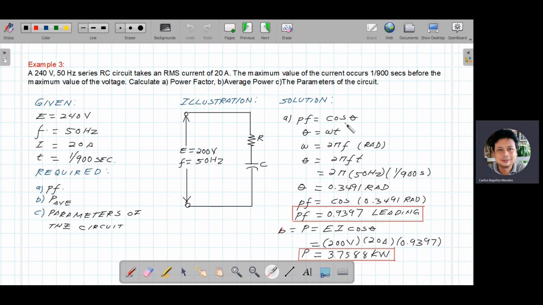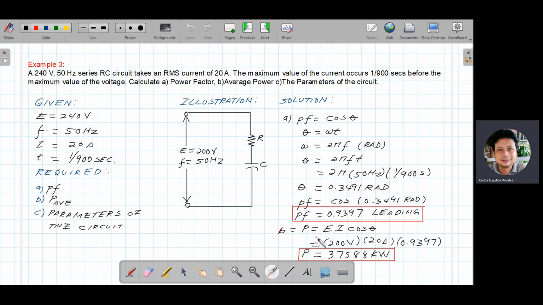So power factor has a formula of cosine theta. Ang theta is angular frequency times time. So 2 pi f. So theta is 2 pi ft. So 2 pi times 50 hertz times 1 over 900 second, makakakuha ka ng 0.3491 radian. So power factor is equal to cosine of 0.3491 radian. Ang power factor niya ay 0.9397 leading. So leading siya.